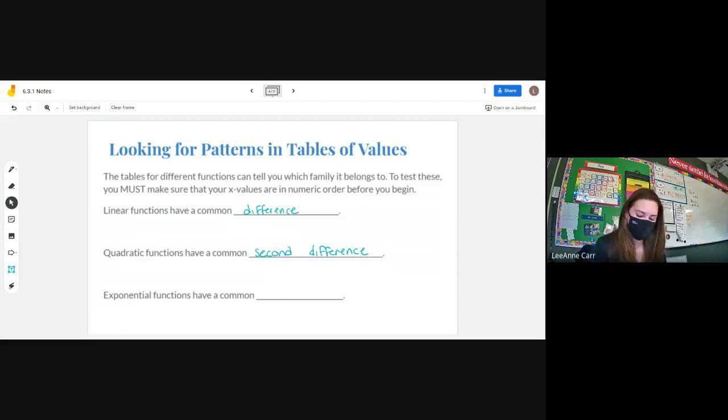And if there is a common ratio, so again, that means if you can divide and get the same number between all of our values, then you're looking at an exponential function. So I'll pause for one moment in case you need to soak that in, and then we'll go through some examples.